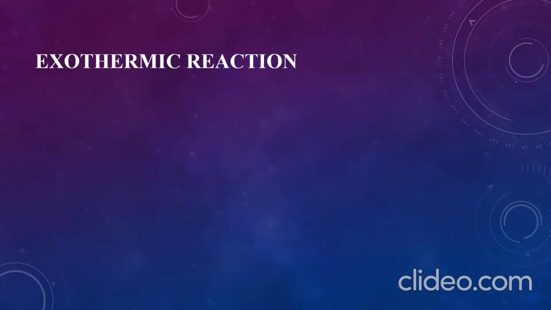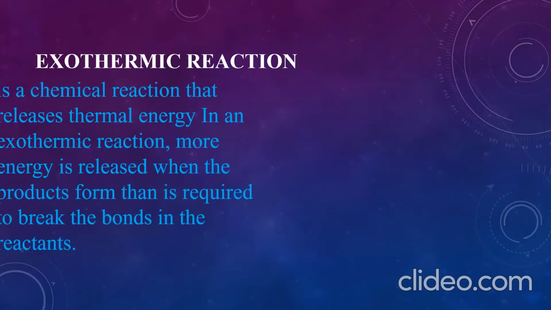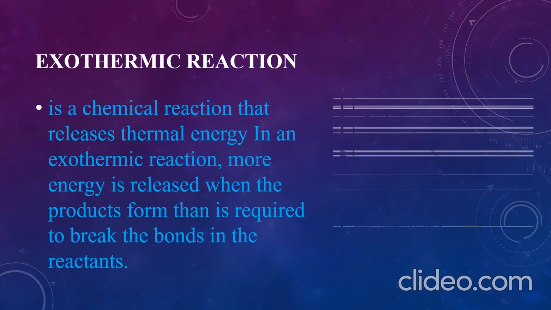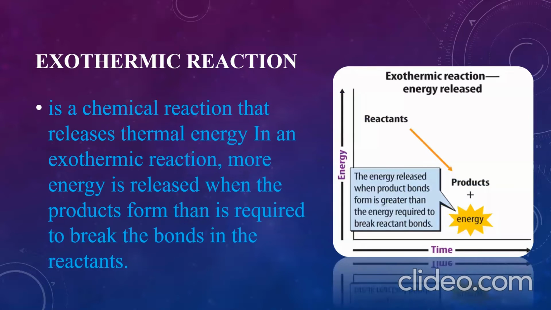Now the second type is the exothermic reaction. It is a chemical reaction that releases thermal energy. In an exothermic reaction, more energy is released when the products form than is required to break the bonds in the reactants. As in the picture here, the reactants have the energy, so it makes the products plus the energy.